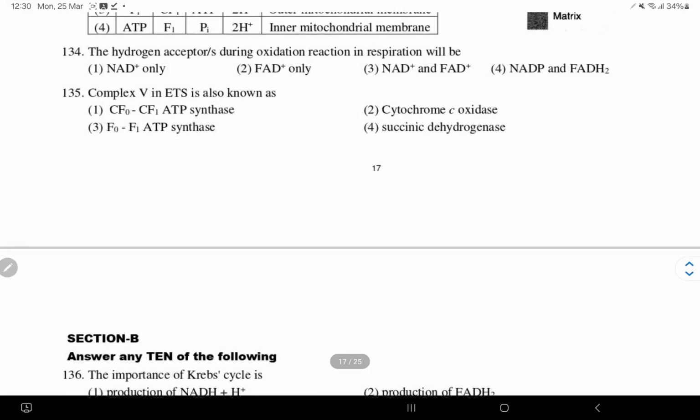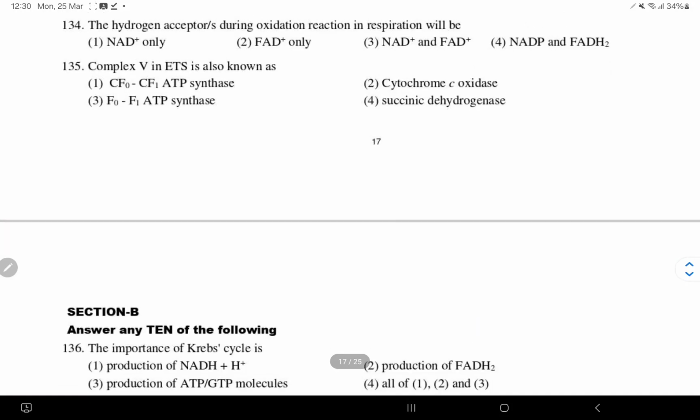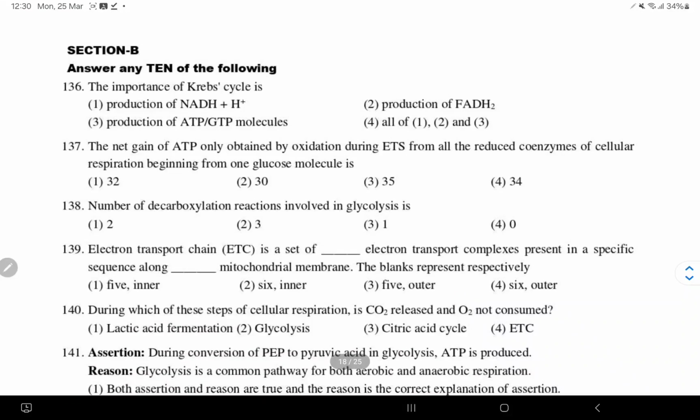Complex 5 in ETS is also known as F0 F1 ATP synthase. Option 3. The importance of Krebs cycle is production of NADH2, production of FADH2, production of ATP or GTP, all the 3.